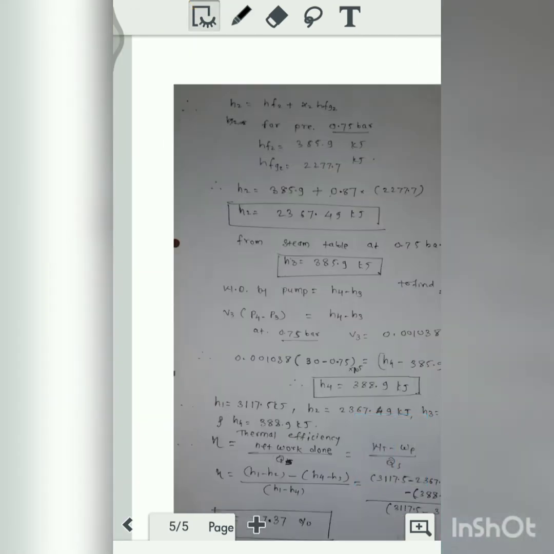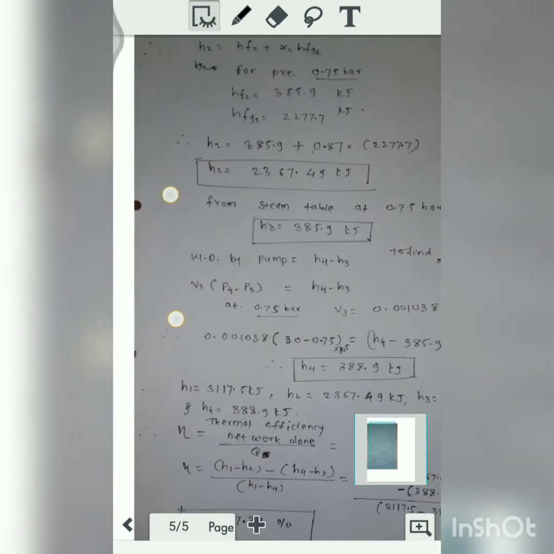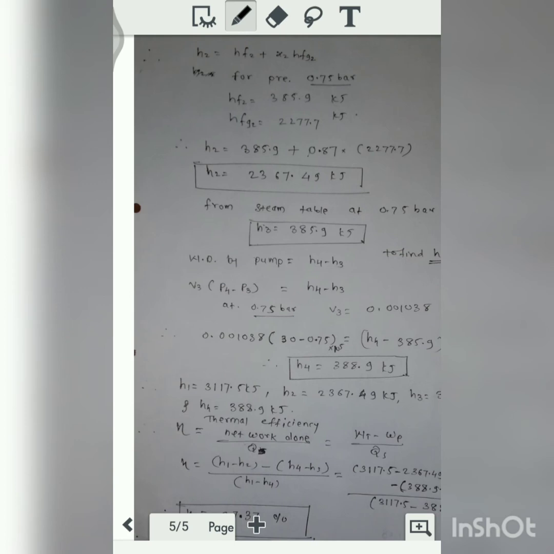Now we will get the value of H2. The formula to calculate H2 is H2 equal to HF2 plus X2 into HFG2. For a pressure of 0.75 bar, the values of the enthalpies are HF2 equal to 385.9 kilojoule and HFG2 equal to 2277.7 kilojoule. How do we get these two values? From the steam table at a pressure of 0.75 bar. Now put these two values in this formula.